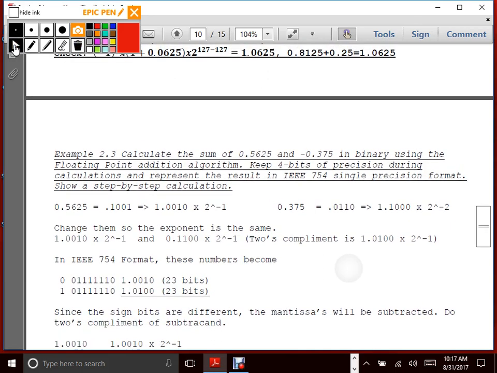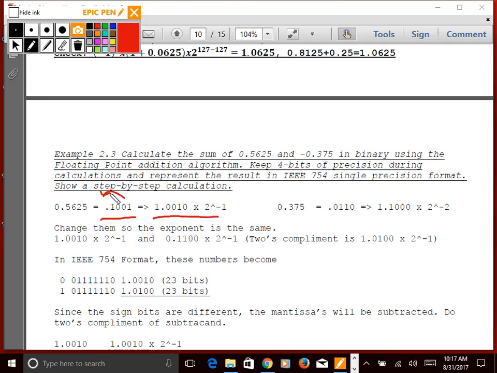Okay, so 0.5625 is greater than 0.5, so you subtract that, and it comes out to 0.0625. So it simply comes out to 0.1001. Using how we do IEEE 754, we shift it 1 bit, so you get 1.0010 times 2 to the negative 1. 0.375 becomes 0.0110, so it becomes 1.1000 times 2 to the negative 2.